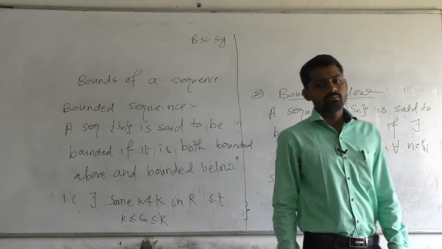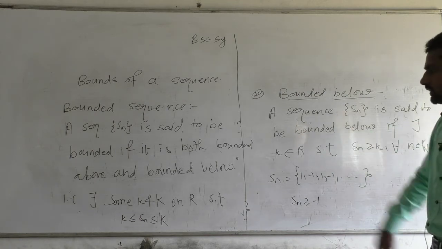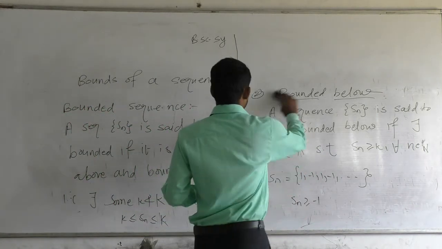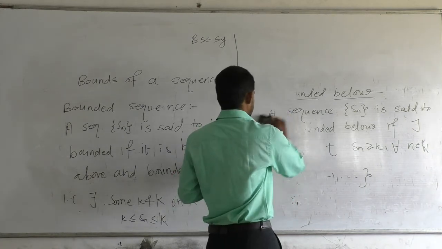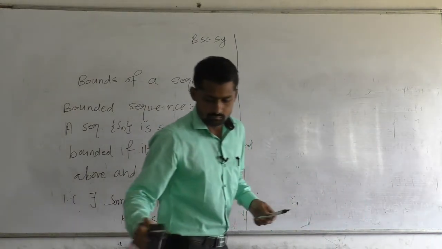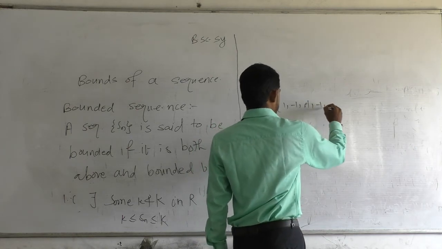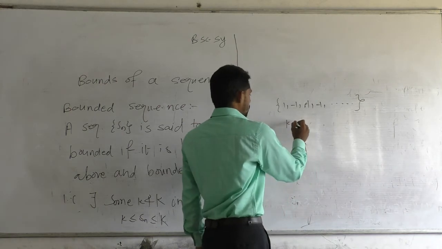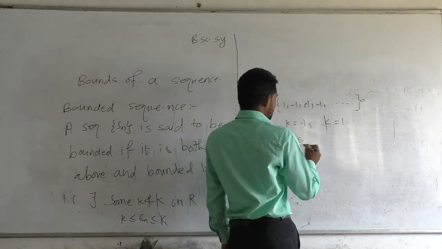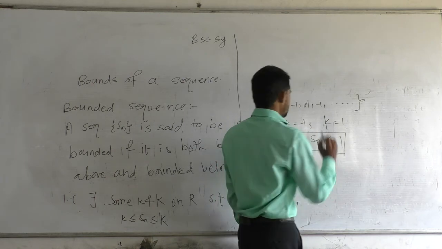A sequence is said to be bounded if there exists some small k and capital K in R, that is, small k and capital K are real numbers, such that every element of Sn is greater than or equal to small k and less than or equal to capital K. Now, example, a sequence 1, minus 1, 1, minus 1 and so on. Now, small k, that is the lower bound of the sequence, is minus 1 and the upper bound of the sequence is 1. So, every element of the sequence is greater than or equal to minus 1 and less than or equal to plus 1. Hence, this sequence is bounded.